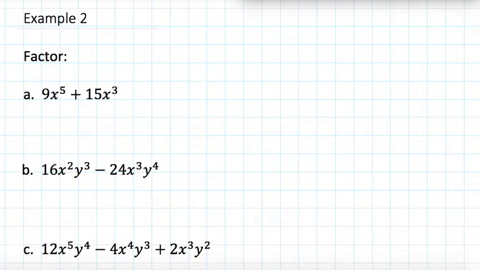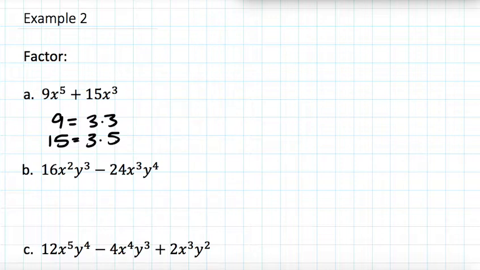Next, we're going to do example 2. This one has 3 parts, basically just the same as example 1, but some more practice with that. So for part A, we have 9 and 15. So I'm going to think about, okay, I know 9 is 3 times 3. I know 15 is 5 times 3. So they both have a 3 in common, and then this 3 and this 5 don't have anything in common. So I can take out a 3 for my GCF. Smallest exponent on the variable is 3, x to the third. So x to the third can go in the GCF.